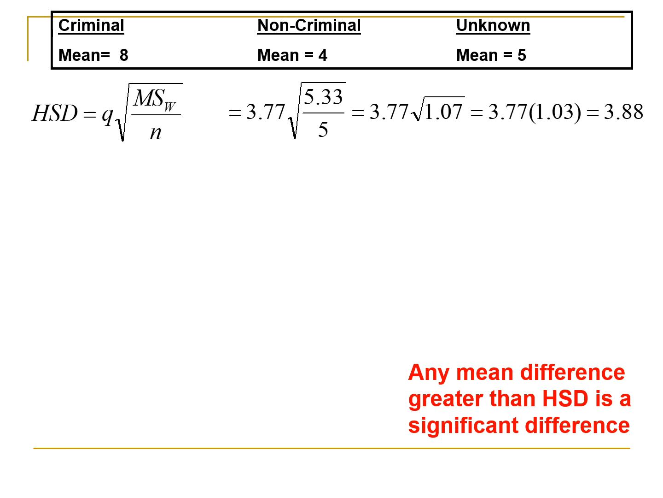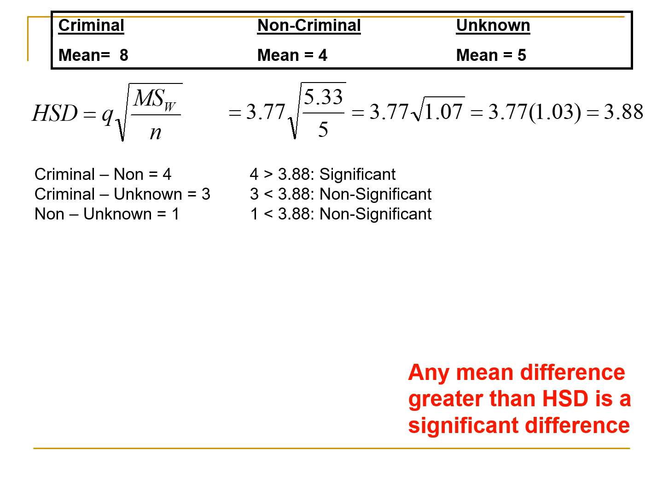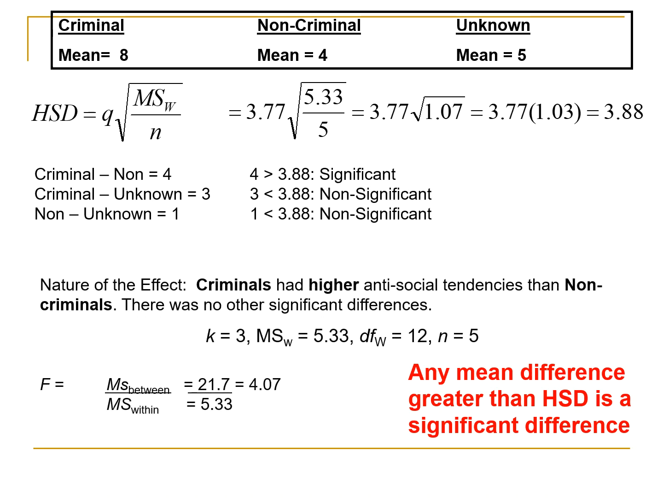We could have multiple significant differences. Groups 1, 2, and 3 could all be different from each other. But in this case, there is one difference that's actually meaningful, and that's the one we talk about. So again, the difference between criminal and non-criminal is 4, criminal and unknown is 3, non-criminal and unknown is 1, and we just compare those. Only one of them is significant. So the nature of the effect: criminals had higher antisocial tendencies than non-criminals, and there were no other significant differences.